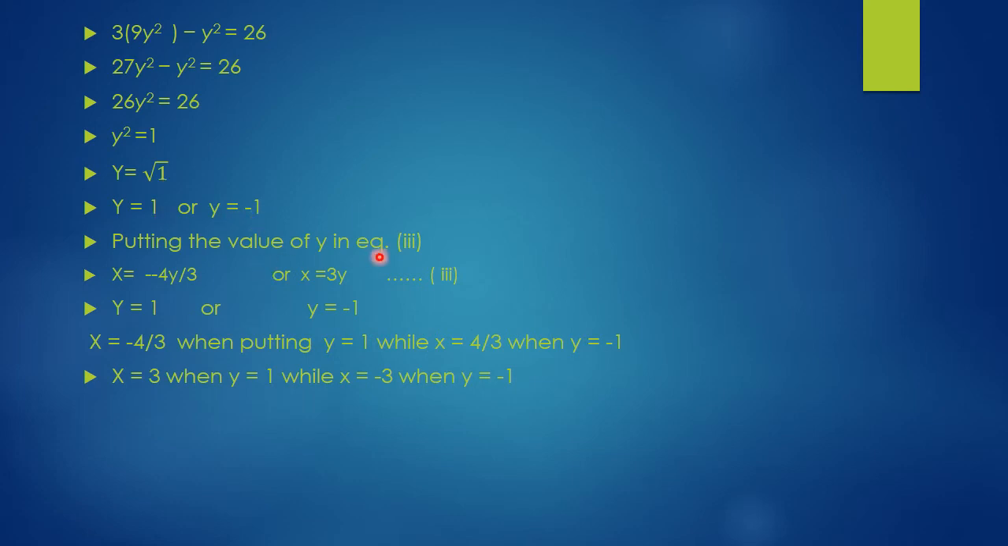Putting the value of y in equation number 3, which is x is equal to minus 4y by 3. So y is equal to 1 or y is equal to minus 1. So x is equal to minus 4 by 3 when y is equal to 1, while x is equal to 4 by 3 when y is equal to minus 1. x is equal to 3 when y is equal to 1, while x is equal to minus 3 when y is equal to minus 1.